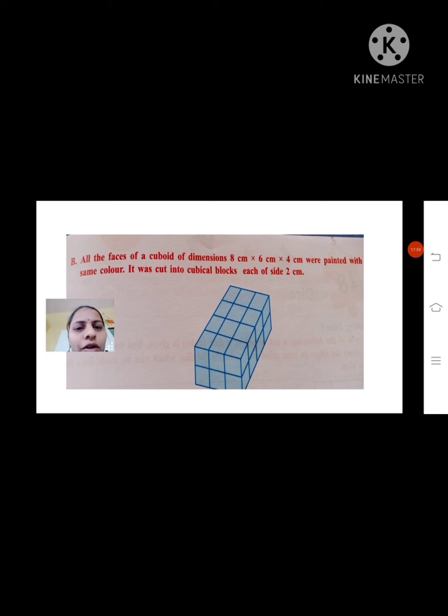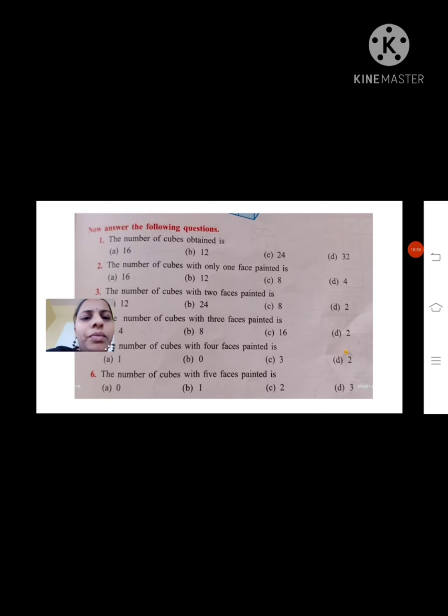So if we count this, 1, 2, 3, 4, 5, 6, 7, 8, 9, 10, 11, 12. So on one side 12 blocks are there, and this is the second side. So 12 into 2 means a total of 24 blocks are there. Our answer will be 24.